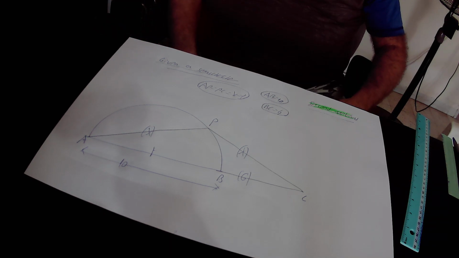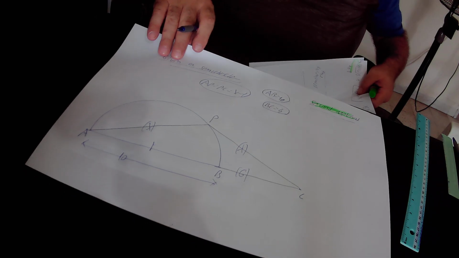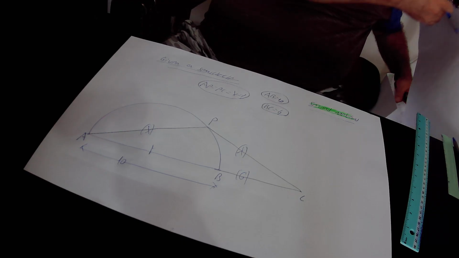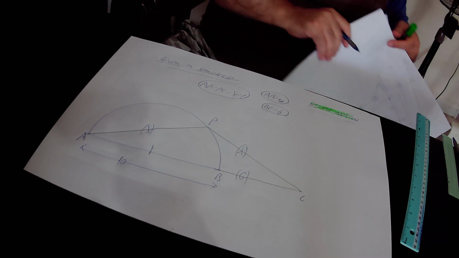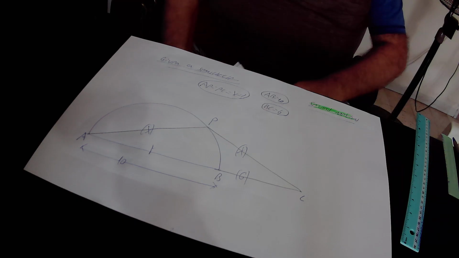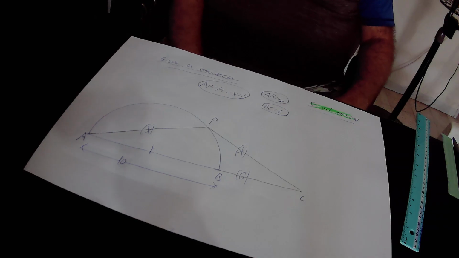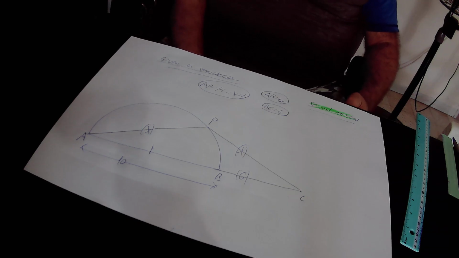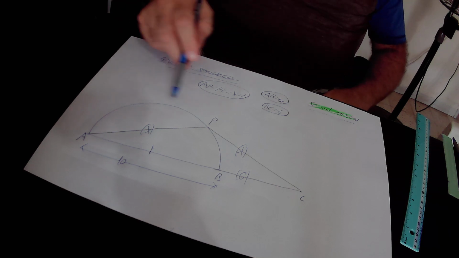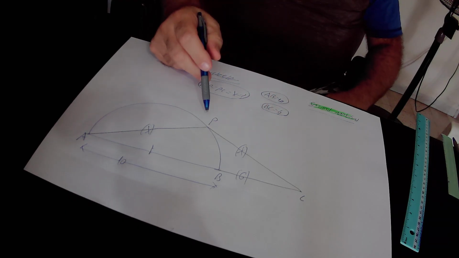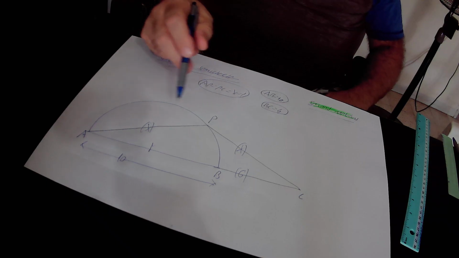In the second method, we'll use the rule that states that the perpendicular to the base in an isosceles triangle bisects the base. Again, we use the rule that states that the perpendicular to the base in an isosceles triangle bisects the base. Triangle APC is an isosceles triangle because AP equals PC equals X. So from point P, we draw a perpendicular on the base AC.